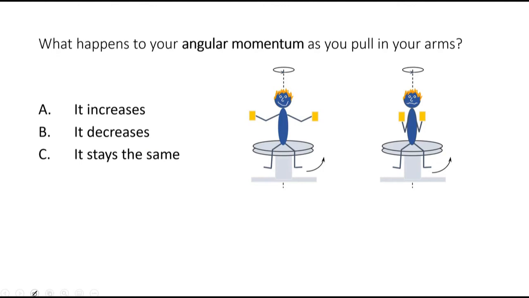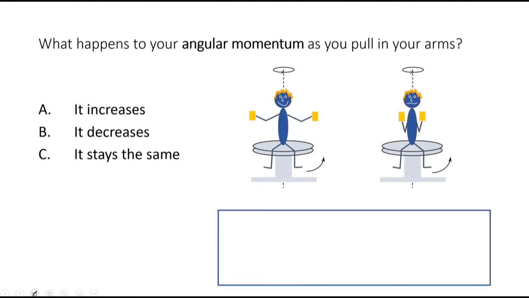Okay, so this problem is very similar to the skater problem that we just did. So the key to thinking about what happens to your angular momentum, in other words, does the angular momentum change? Well, when you think about that, you always want to think about, is there a net torque acting on my object? If there is, your angular momentum would change. If there isn't, then you have conservation of angular momentum.